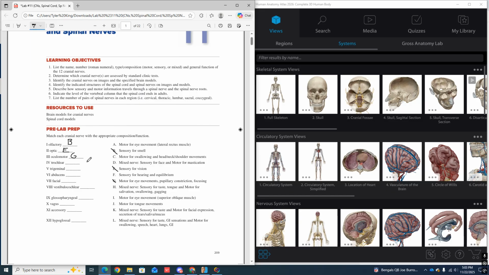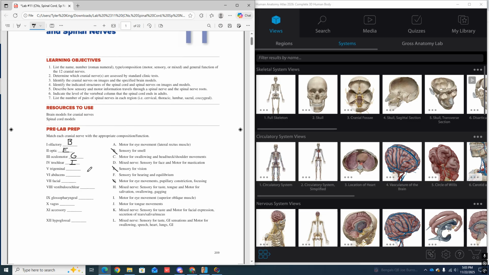Trochlear. Maybe you guys have heard me use my fun mnemonics in class. I use LA for abducens. So LA is for abducens, but for the trochlear, it is SO or STO. So superior oblique, trochlear. Superior oblique, trochlear. That is a letter I here.